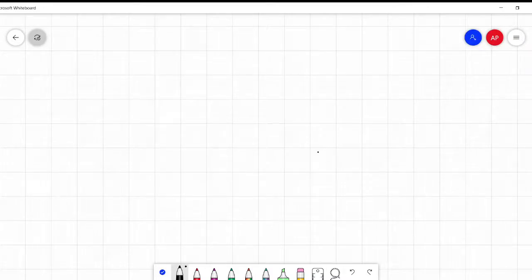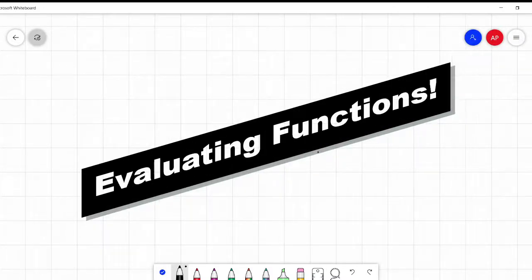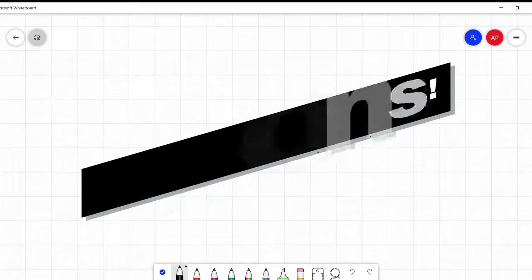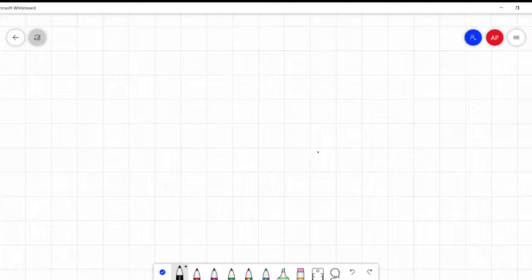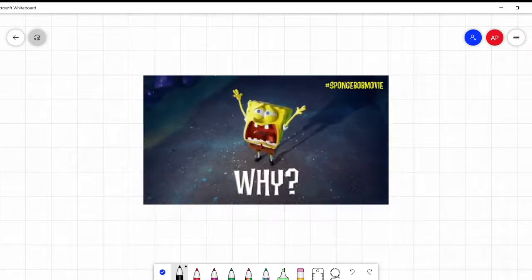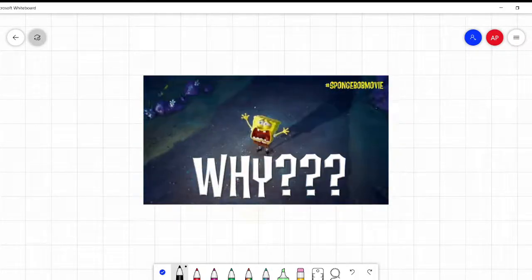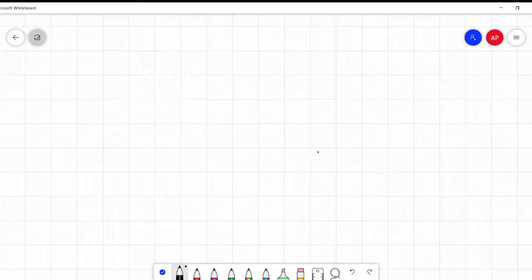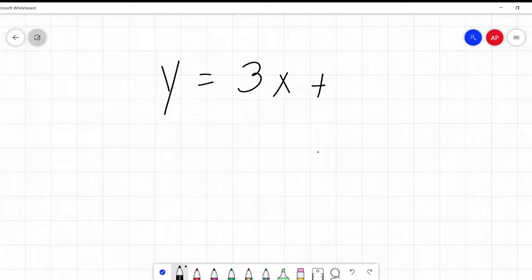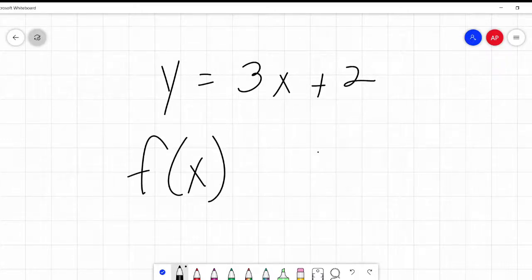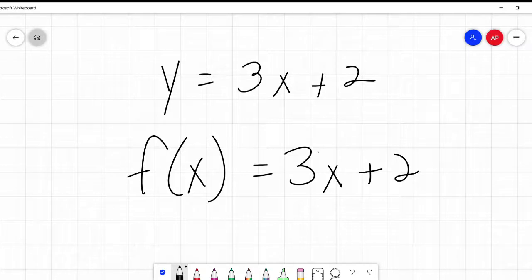So today we're talking about evaluating functions. Ooh, functions. When they pop up, most students tend to have this sort of "what is the point of these things?" feeling about them. And I get it, I do. Because you go from seeing things like y equals 3x plus 2, and then overnight they go, no, now it's going to be f of x equals 3x plus 2. You're like, why? Why am I doing this?